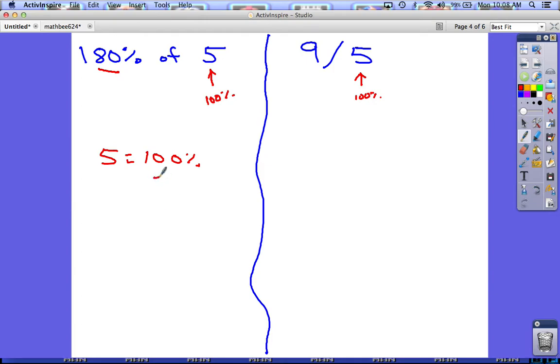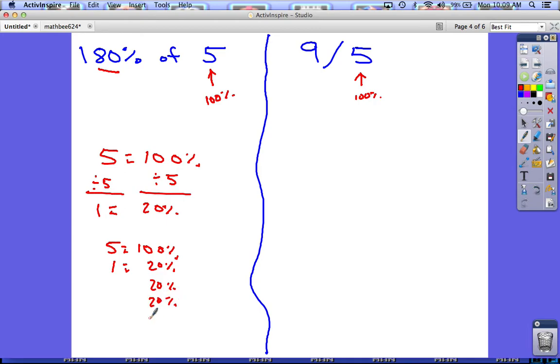I'm going to start off by dividing by 5, which is going to get me what 20% is. So I'll divide this by 5, and I end up with 1. So we're saying every 20% is equal to 1. Let's set this up here. We already know that 5 is 100%, and 20% is 1, and we're trying to get to 180. So far we're at 120, so that would be 140, 160, 180. So there's our 180%, which is what we want.